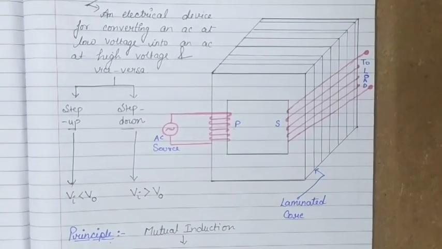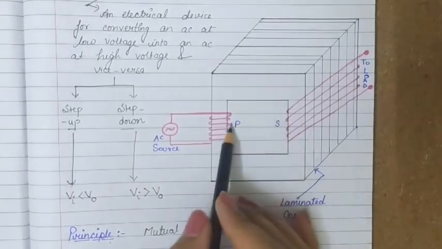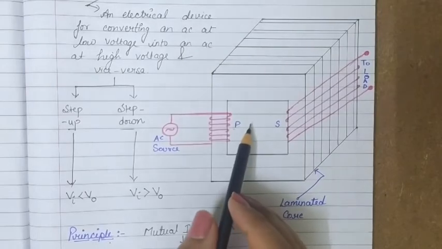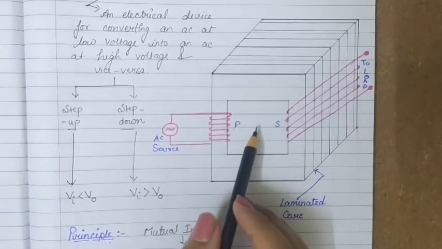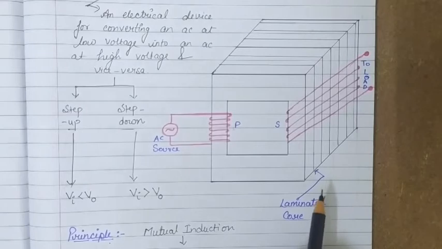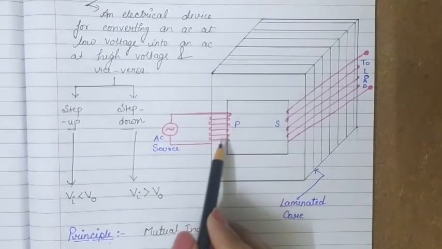So this transformer consists of two coils of insulated copper wire having different number of turns. जो टर्न है इसके दैट शुड बी डिफरेंट.